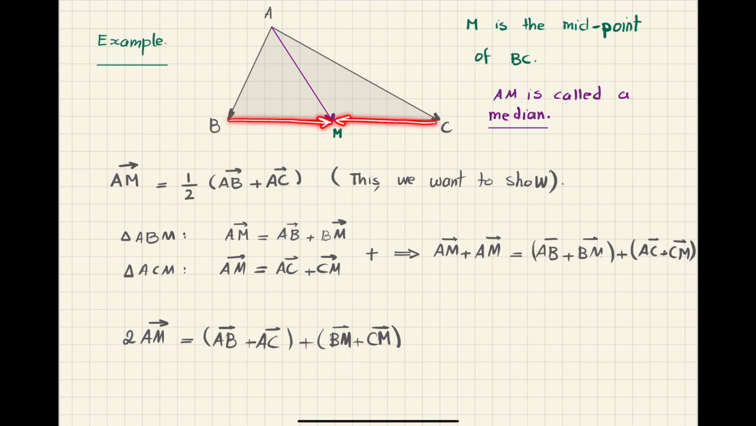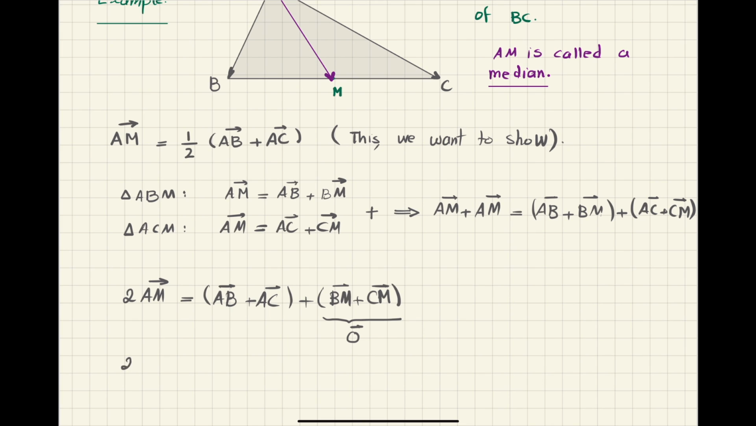These two vectors both lie on the same line. They are of the same size. Why? Because I told you that M is the middle point. So the length of BM and the length of CM are exactly the same. But as you see, BM points to the right and CM points to the left. So these two vectors are opposite vectors. So this sum is actually the zero vector here. But I know that if I add the zero vector to any vector, the result is the same. So it becomes 2 vector AM is equal to AB plus AC.